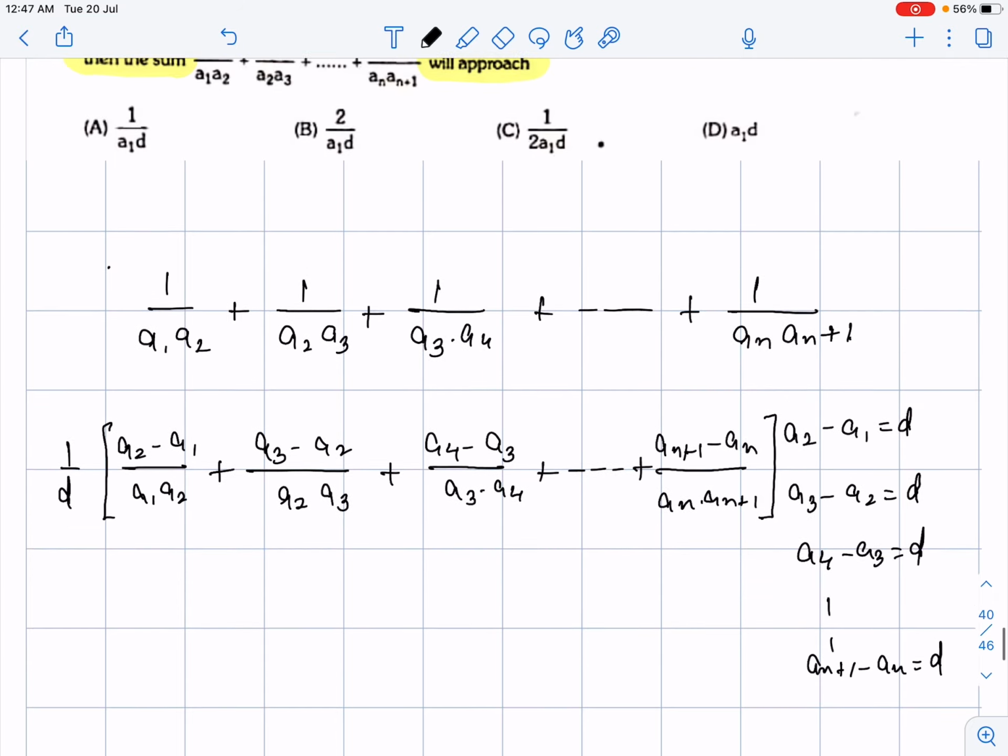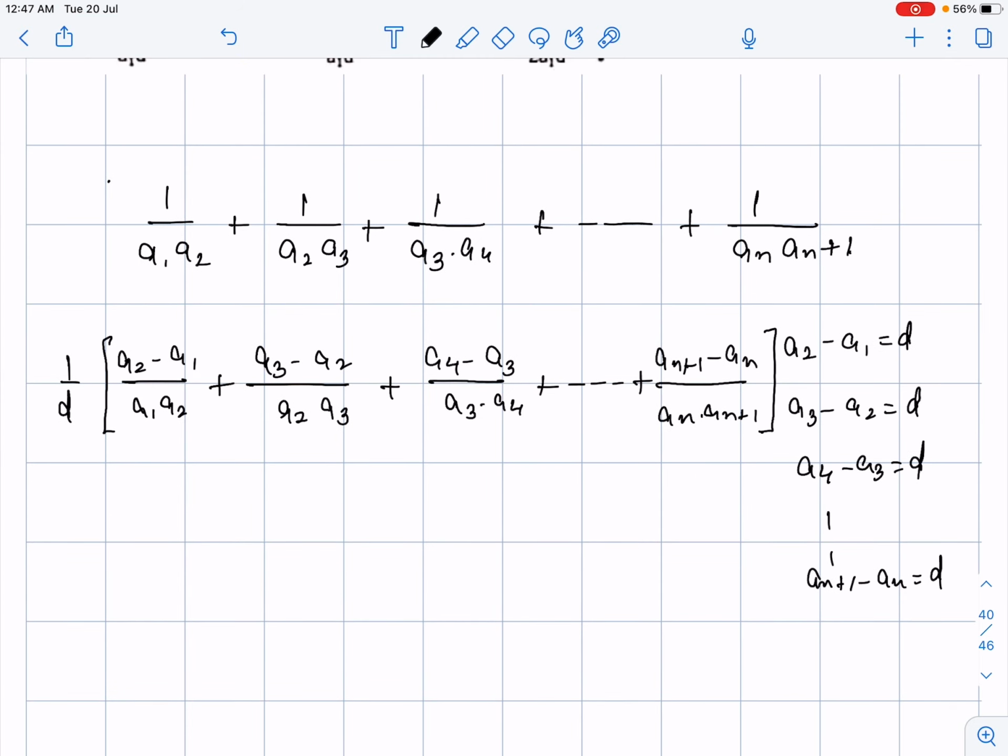So now let's separate out the denominators. It will become 1 upon a1 minus 1 upon a2, and then 1 upon a2 minus 1 upon a3, and then 1 upon a3 minus 1 upon a4, and so on likewise. At the last it will be 1 upon an minus 1 upon an plus 1.